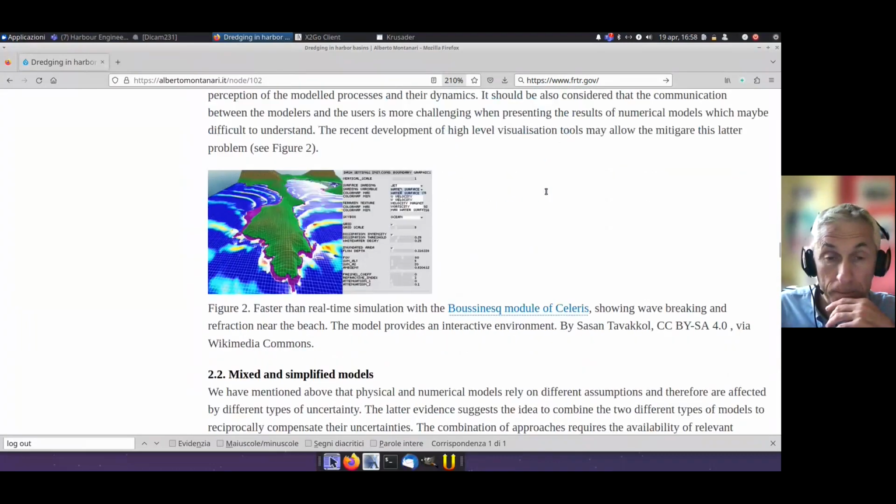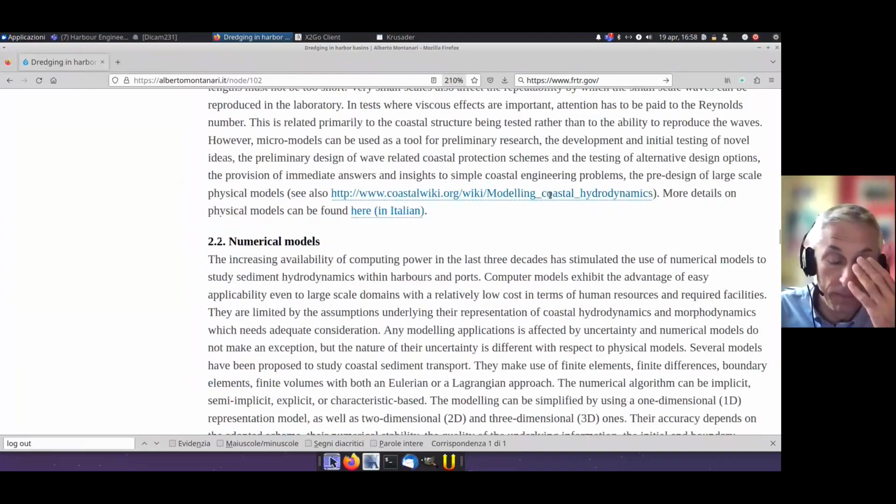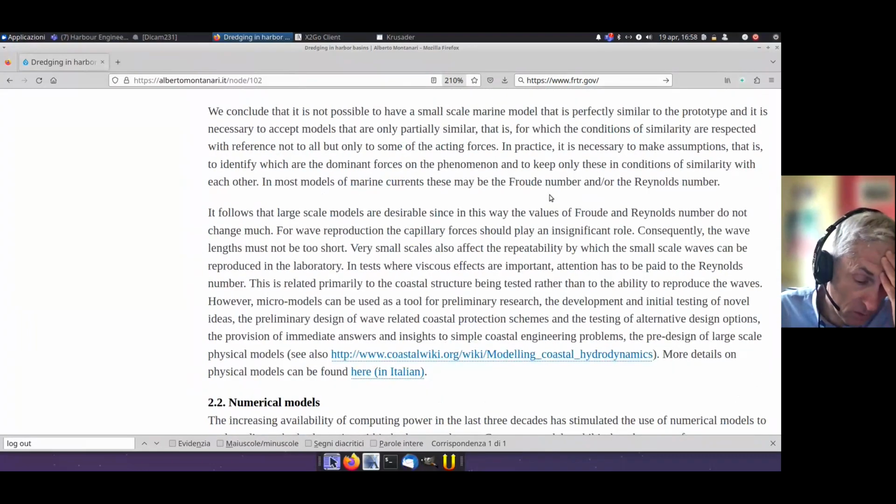And then please be prepared to discuss small-scale physical models, why they are an interesting opportunity, why also numerical models are an interesting opportunity, what are the pros and cons of these two different approaches.